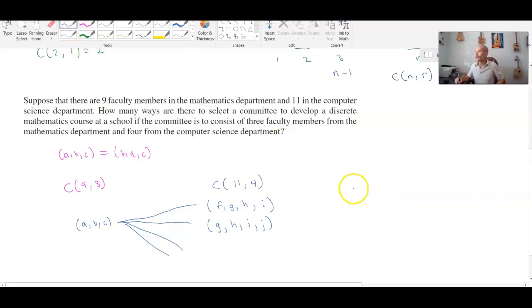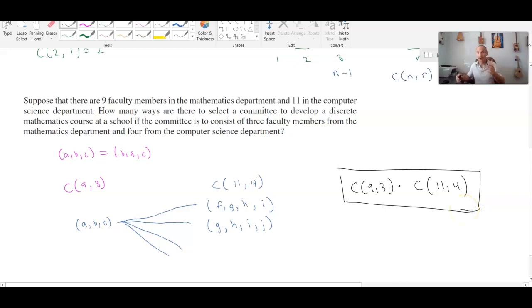So we have combination 9, 3 possible groupings of 3 people from the 1 division, and each of those groupings needs to be paired with each of the groupings from the 11 choose 4. My answer is going to be, and I could, again, calculate this in my calculator, or I could use some sort of web applet to compute combinations, but the product of these 2 will tell me the total number of ways I could basically form a committee of 7 members, 3 from the 1st division, 4 from the 2nd.